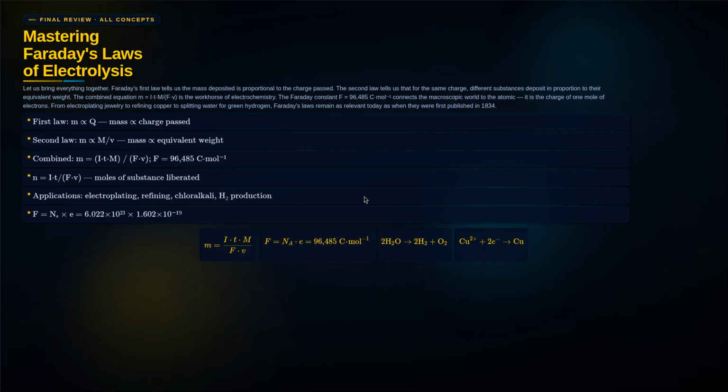Let us bring everything together. Faraday's first law tells us the mass deposited is proportional to the charge passed. The second law tells us that for the same charge, different substances deposit in proportion to their equivalent weight. The combined equation m equals ITM over Fv is the workhorse of electrochemistry. The Faraday constant F equals 96,485 coulombs per mole and connects the macroscopic world to the atomic level.